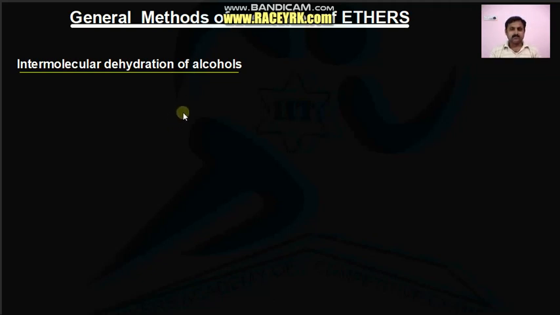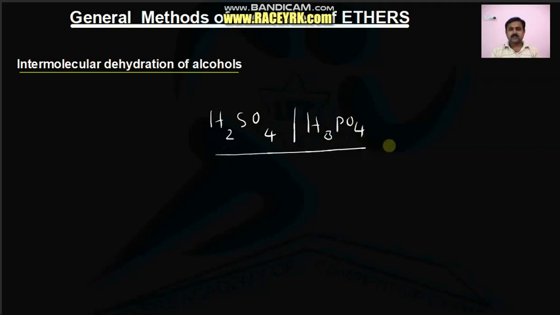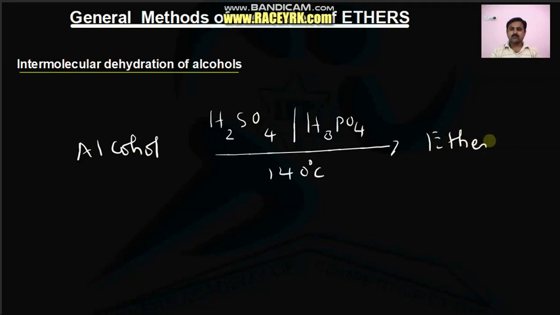When alcohols are treated with concentrated H2SO4 or phosphoric acid. So you have concentrated H2SO4 you can take. Concentrated H2SO4 is a common dehydrating agent, or else you can take orthophosphoric acid H3PO4. These should be treated at 140 degrees Celsius. This alcohol should be treated at 140 degrees Celsius. So when you treat alcohols, alcohol will be converted into ether. This is the mode of reaction.